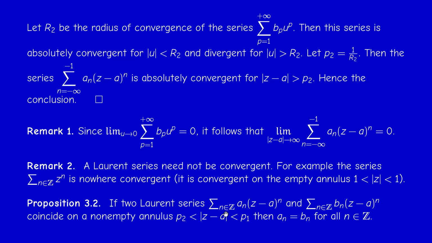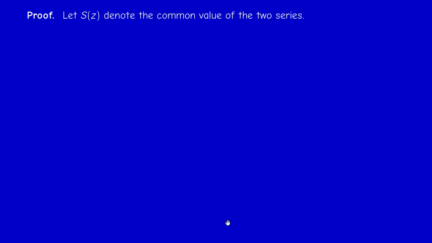Just take a_n equals 0 for n negative, and b_n equals 0 for n negative. So this contains the uniqueness of coefficients for power series as well, because power series now are a particular case of Laurent series. Why is this so? Okay, call S(z) the common value of the two series, which converges in the non-empty annulus.